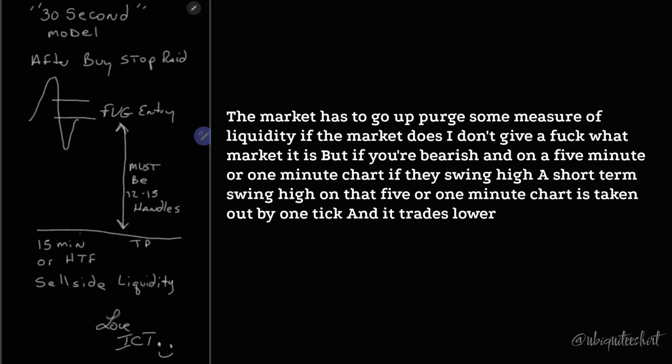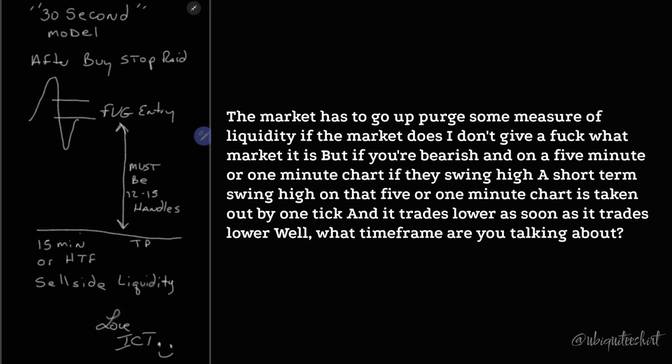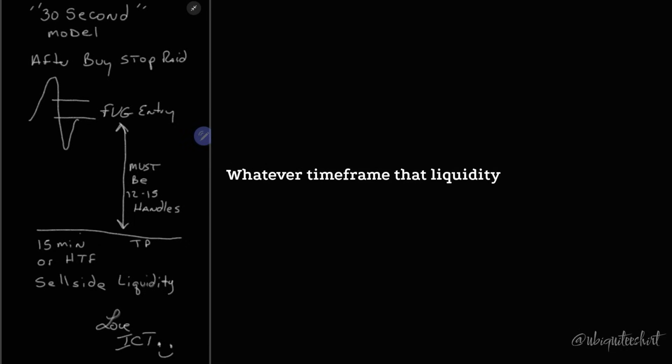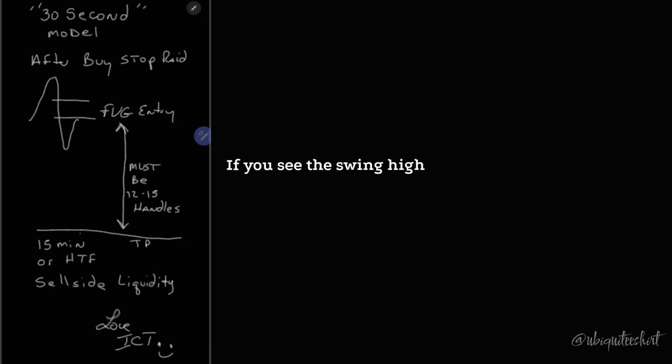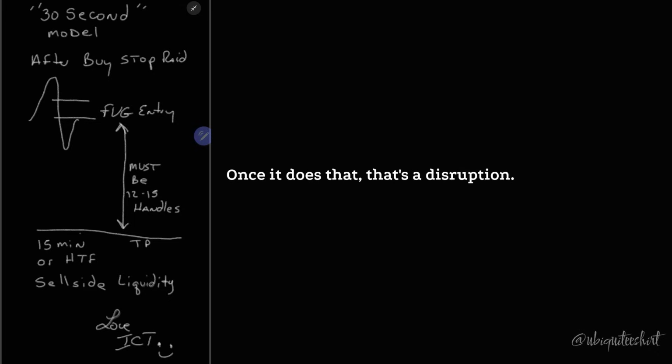and it trades lower, as soon as it trades lower, on what time frame are you talking about? Whatever time frame that liquidity was taken on. If you see the swing high on the 5 minute chart has been pierced by one tick, that is all it takes. It doesn't need to close above it. It doesn't need to have a certain measure of handles above it. One tick. Once it does that, that's a disruption in order flow. That's it. That starts the sell program.